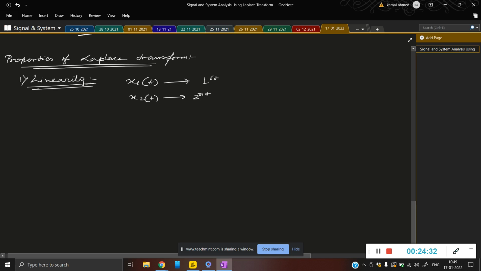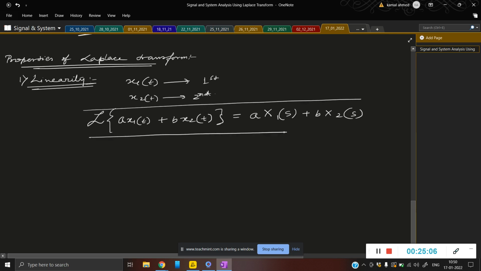then as per your linearity property, Laplace transform of a x1t plus b x2t will be equal to Laplace transform of individual x of t, that is a x1s plus b x2s. Okay, so now this is the linearity property of Laplace transform. ठीक है?